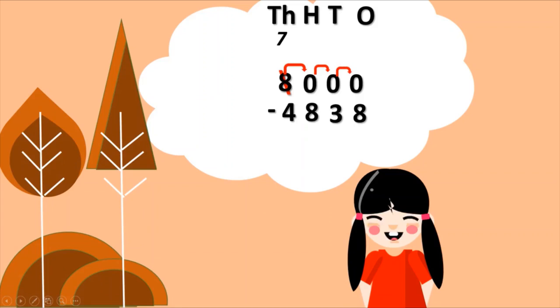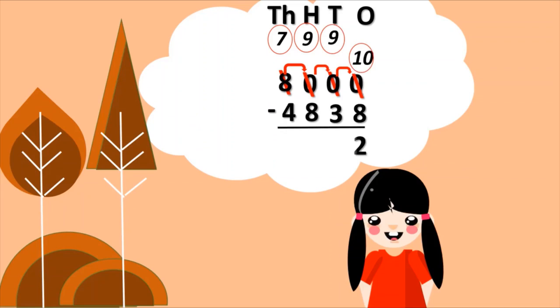But it has to lend 1 to the tens place. So it becomes 9. Similarly, the digit in the tens place borrows 1 from the hundreds place to become 10. But it has to lend 1 to the ones place. So it becomes 9. Now the digit in the ones place becomes 10. And now we can subtract 8 from 10 and the answer we get is 2.